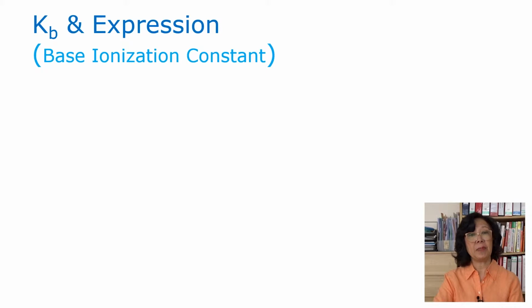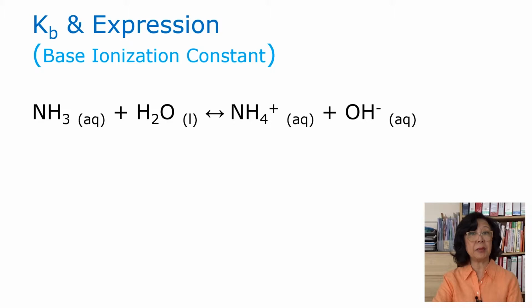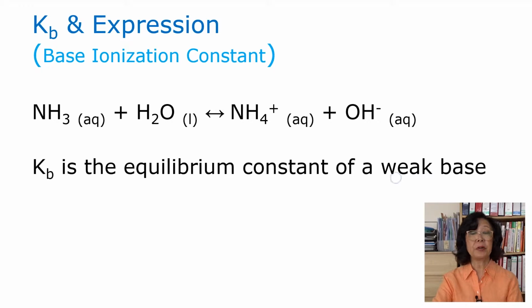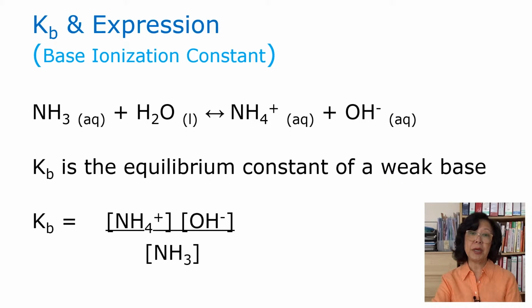Now, with Kb, when we have a weak base like ammonia in water ionizing to form ammonium and hydroxide ion at equilibrium, the formation of the hydroxide ion dictates the use of Kb, which is the equilibrium constant of a weak base. It is written as ammonium ion concentration times hydroxide ion concentration, that of the products, over the reactant ammonia concentration. Again, water is not included in the expression.